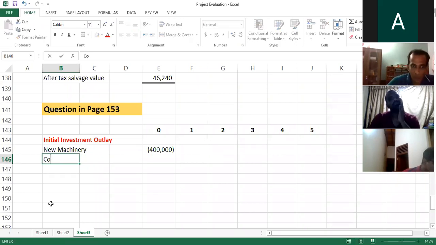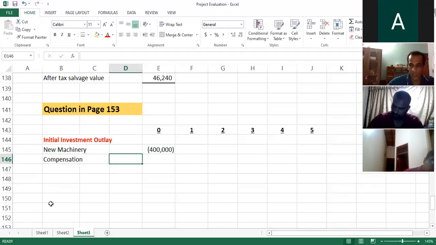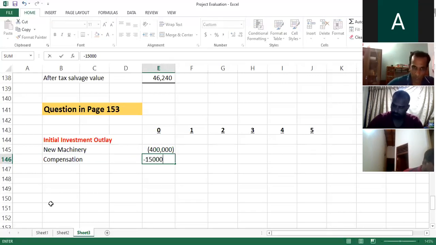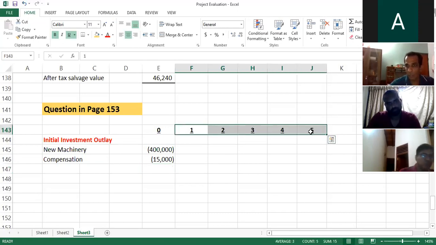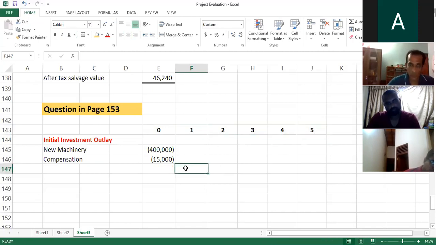The compensation you have to include under this category because that should be paid to start the project. That means it is under the initial investment outlay. What is the amount? 15,000, a 1 year payment. So 15,000 compensation should be paid. And we should remember there is an opportunity cost which will affect all 5 years, because for the next 5 years they are losing the rent. That will be adjusted later.